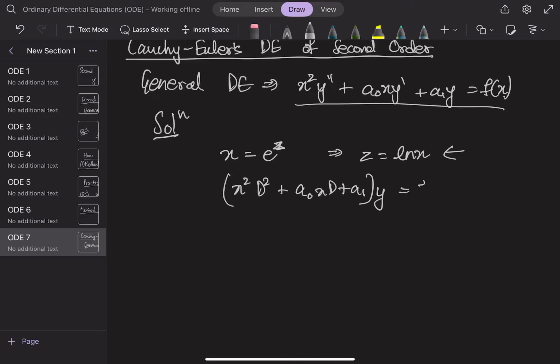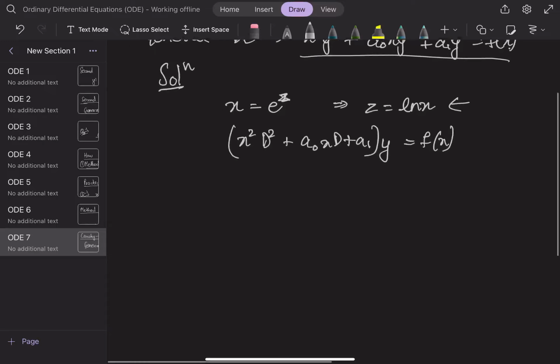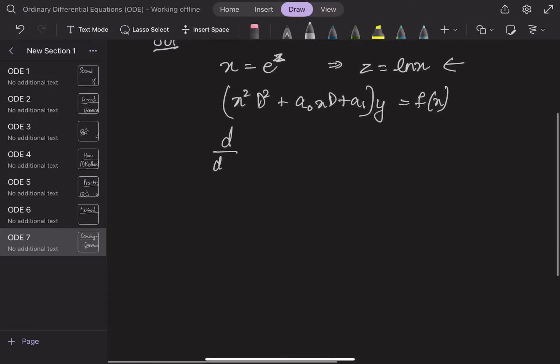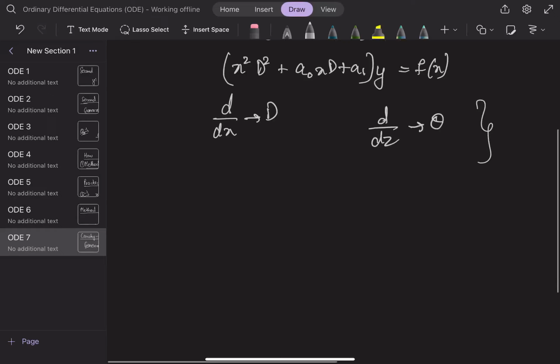is equal to f(x). Now what we will do, as we did before, we're gonna write d by dx as D, but also we're gonna write d by dz as theta. So these are just notations, please don't get confused. So Dy becomes dy by dx, which you can write as dy by dz times dz by dx.